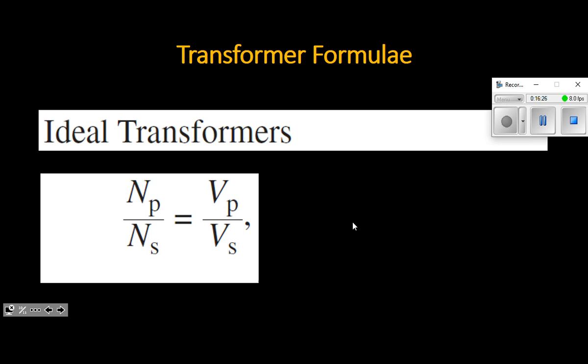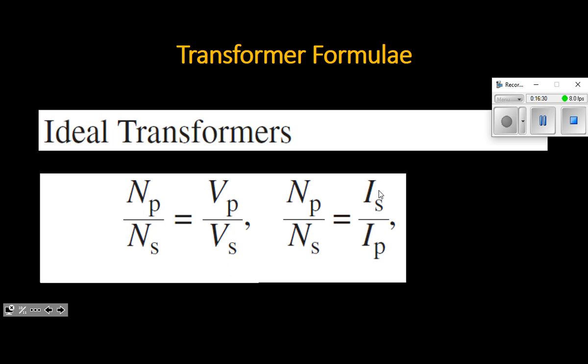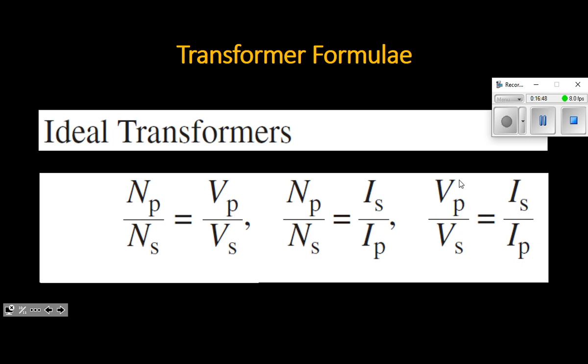But current is the opposite. So now we have the number of turns in the primary. When we look at the top, current has to be the opposite. If it's primary on the top for number of turns or voltage, then current has to be secondary. On the bottom here, number of turns is secondary, so voltage or current has to be primary. And then the third version, again, we have voltage, primary is on top, current always has to be the opposite.